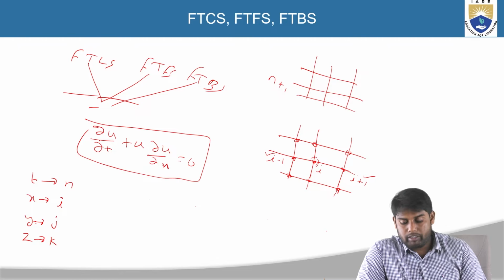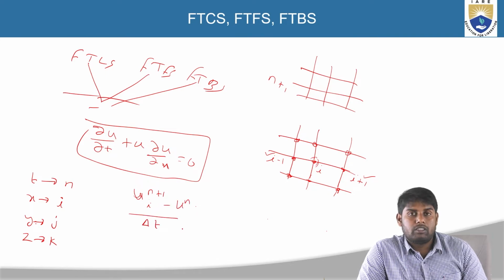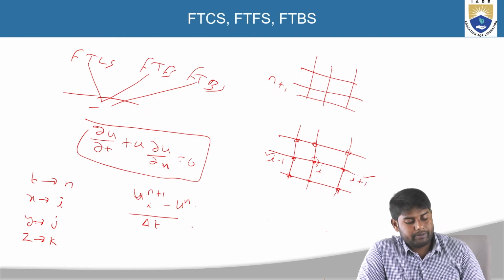Now, already we discussed forward in time. So we have u to the power of n plus 1 at i level minus u to the power n divided by delta t, which is nothing but forward in time. Next, a into dou u by dou x.